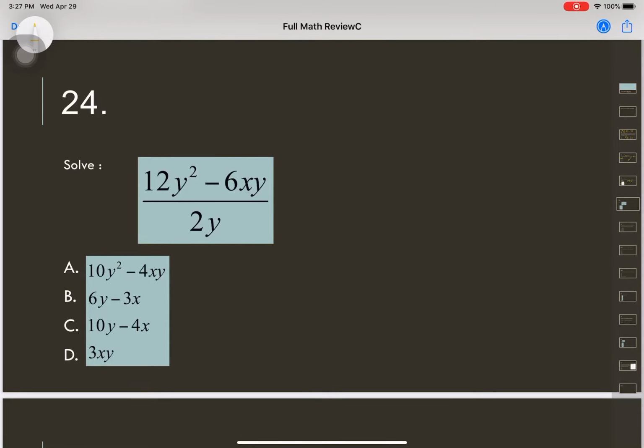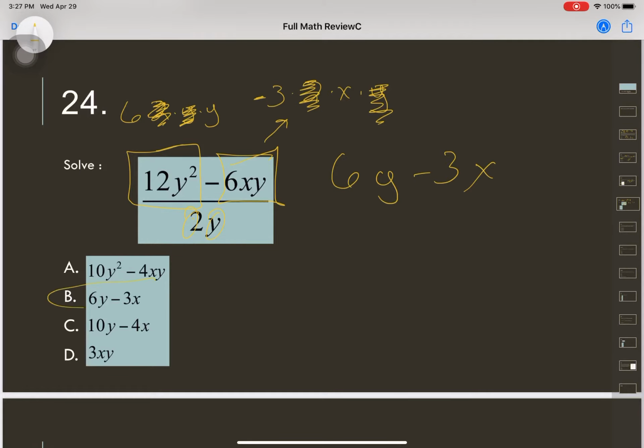Solve this one. So to solve this one, this is the division problem. It's 12y squared minus 6xy divided by 2y. So I'm going to divide this guy by 2 and y and this guy by 2 and y because I know it'll go into both of them. So 12y squared is really 6 times 2 times y times y. And this one over here is 3 times, let's make it negative 3, times 2 times x times y. And then down below, all you have is a 2 and a y. So I'm going to get rid of a 2 and a y, a 2 and a y. And so all I have left is 6y minus 3x, and that's B.